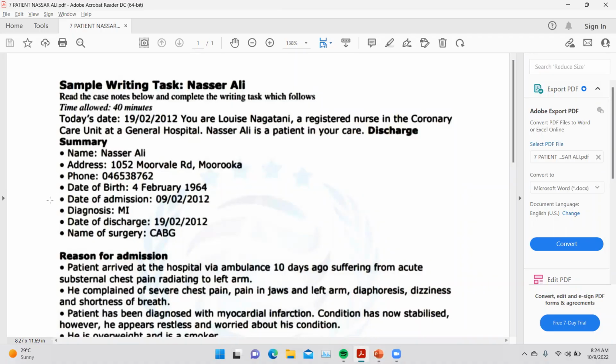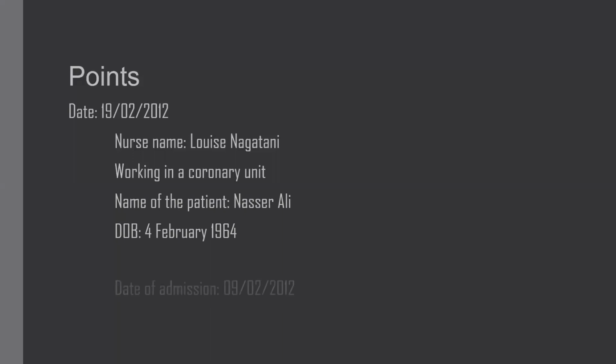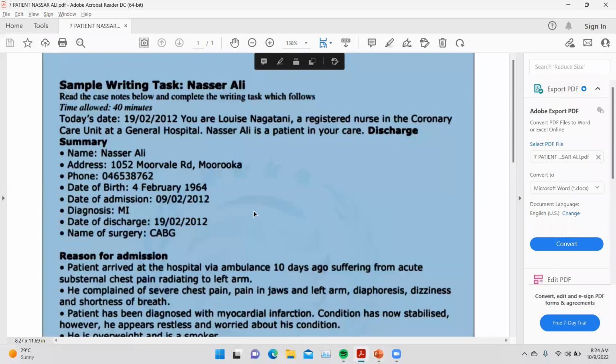And date of admission, do we need it? Yeah, we need that, because when we are writing the second paragraph, the chief complaint, timeline paragraph, in that we are definitely mentioning on which day he was admitted to the hospital. So we will take that also. We need the date of admission. It's 9th February 2012.